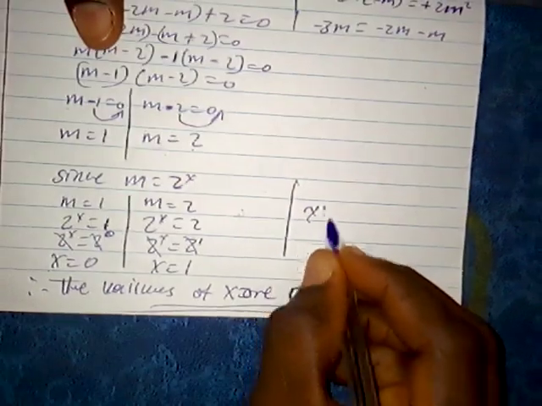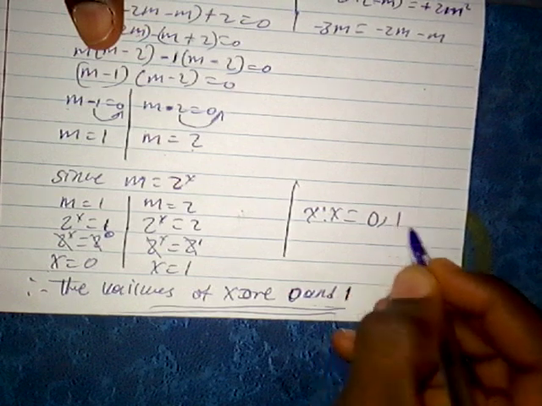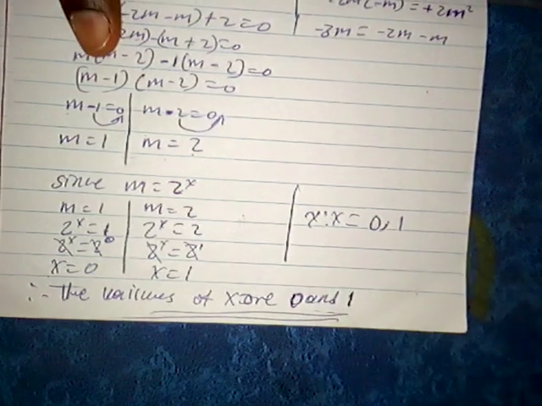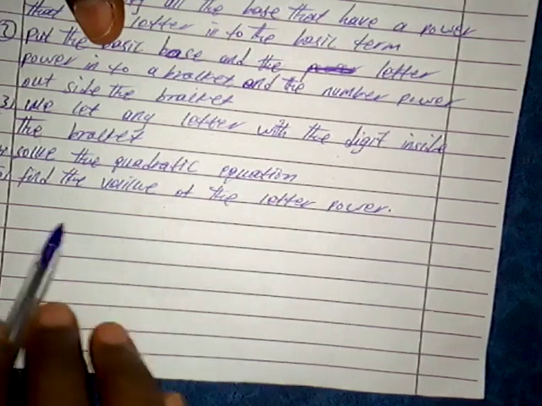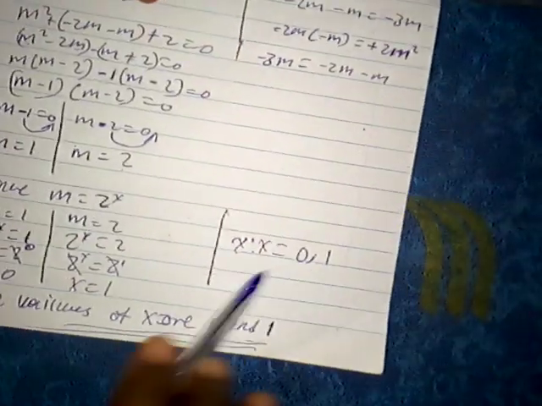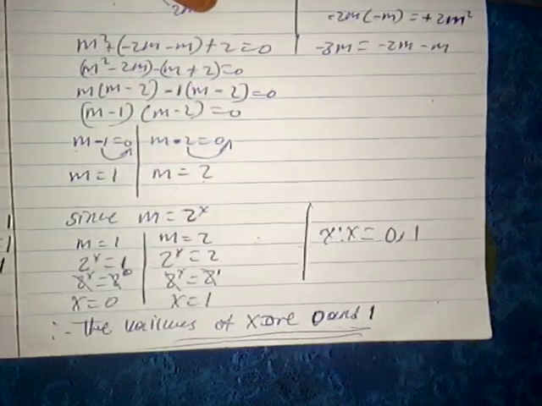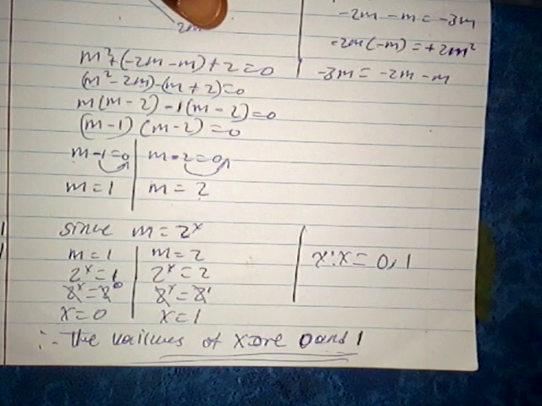Or you can also say x equals 0, 1. Right? Good. So that's it. This is your answer. According to our steps, we said solve the quadratic equation. That's what we did. Find the value of the lettered power. The lettered power is x, and we have found the values of x. Thank you very much. If you don't understand, please replay the video. I believe you understand precisely.